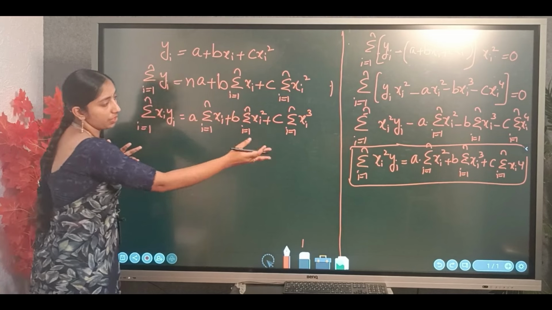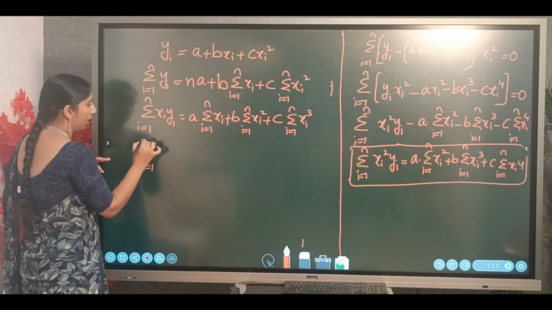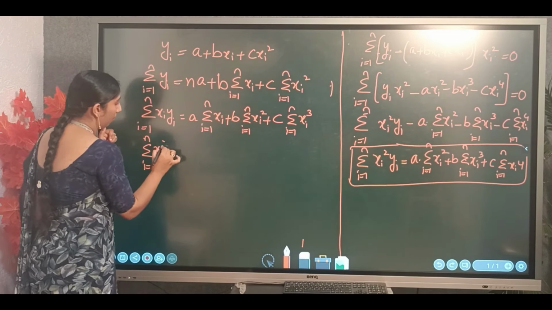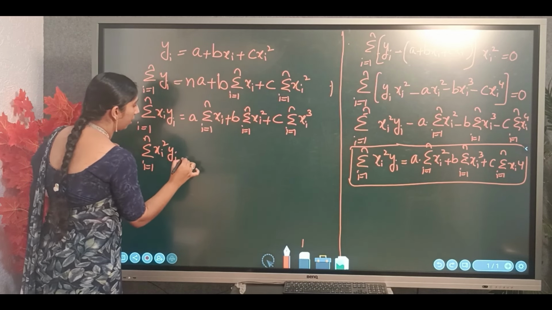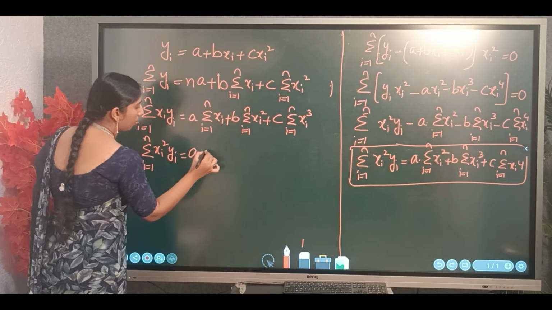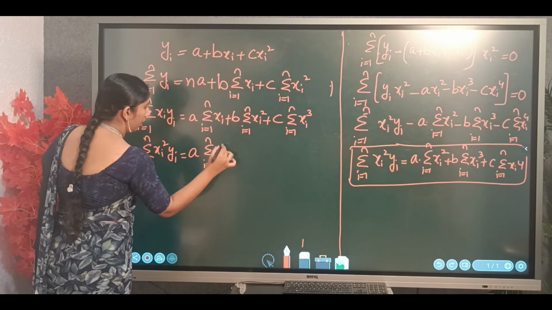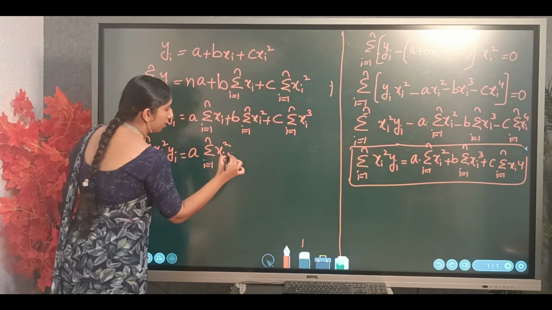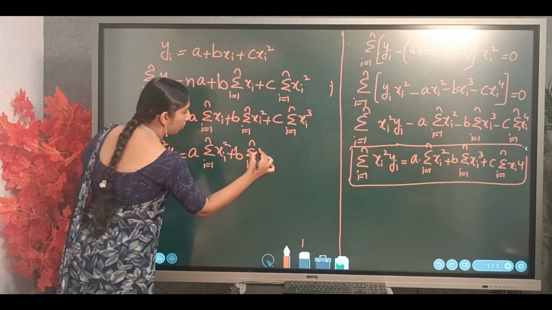So we have another equation. You simply multiply with xi for this second equation. Already xi is there. What will we get when we multiply xi into xi? Xi square into yi. So a is a constant, summation i is equal to 1 to n. Already xi is there, I am multiplying with xi. What will we get? Xi square plus b into summation i is equal to 1 to n.